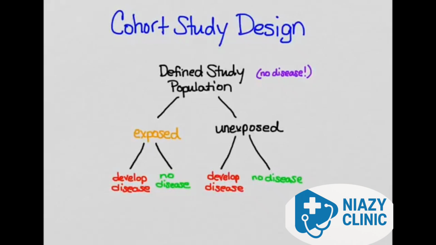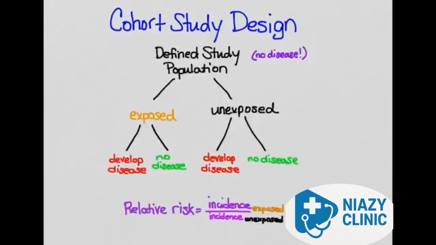So the outcome in the cohort design is relative risk. We can calculate relative risk because we have incidence in exposed and unexposed. So we calculate the incidence in exposed, which is those who develop the disease over the total number of people who were exposed, and then we also do the incidence in unexposed, which is developing the disease over the total number of unexposed. And so then, of course, relative risk is just the incidence in the exposed group over the incidence in the unexposed group.